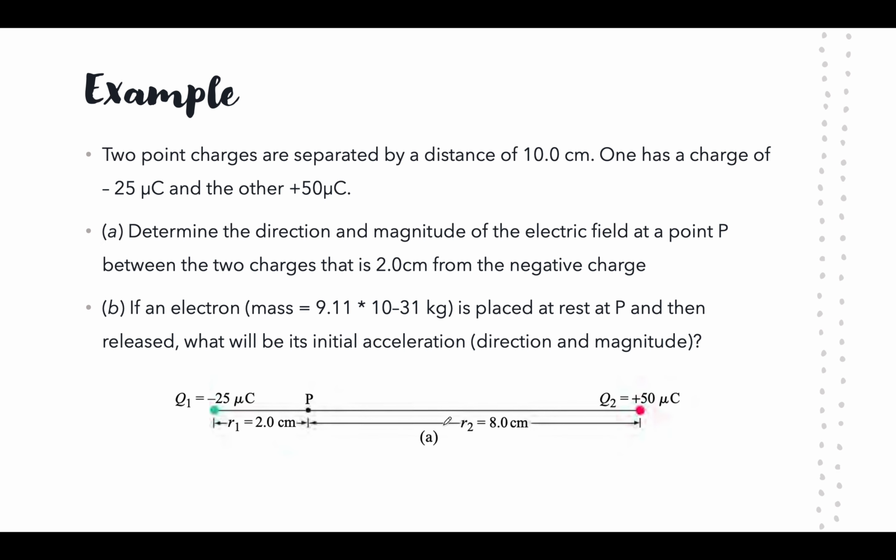All right, let's look at this next example. Two point charges are separated by a distance of 10 centimeters. One has a charge of -25 microcoulombs and the other has a charge of +50 microcoulombs. Determine the direction and magnitude of the electric field at a point P between the two charges that is 2 centimeters from the negative charge. And question B, if an electron is placed at rest at point P and then released, what will be its initial acceleration?